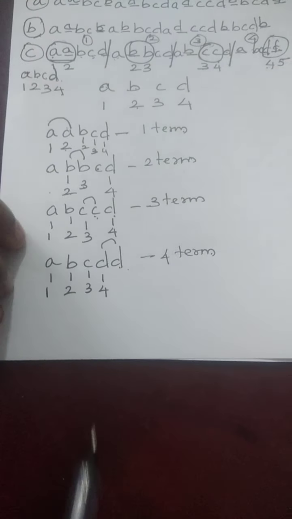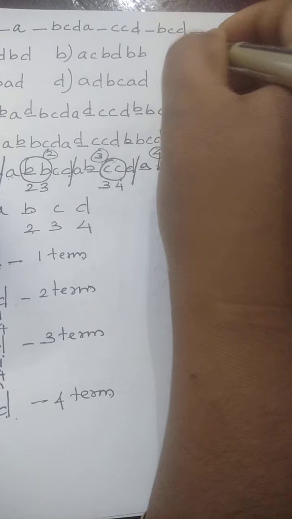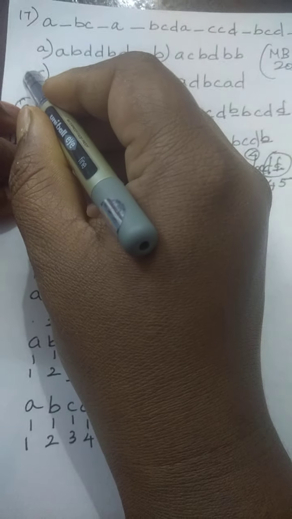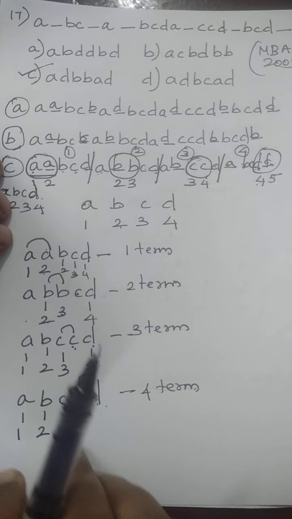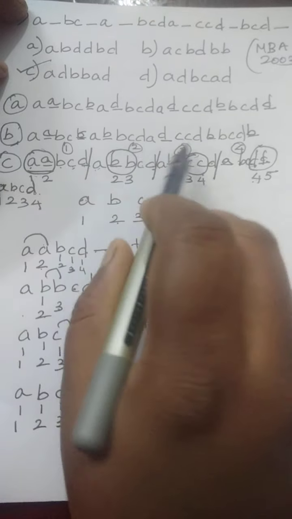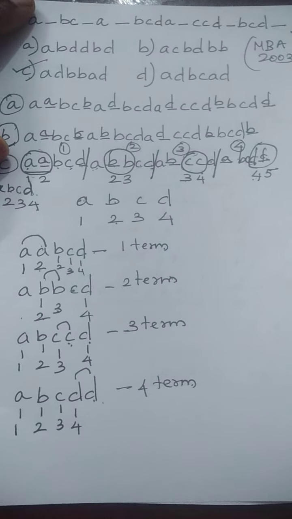This is a difficult question, so please note it down. This question was asked in the MBA exam 2003, and the correct option is option C. It is difficult to find the answer, but if you find these repeated terms, it will be easy to find the answer.